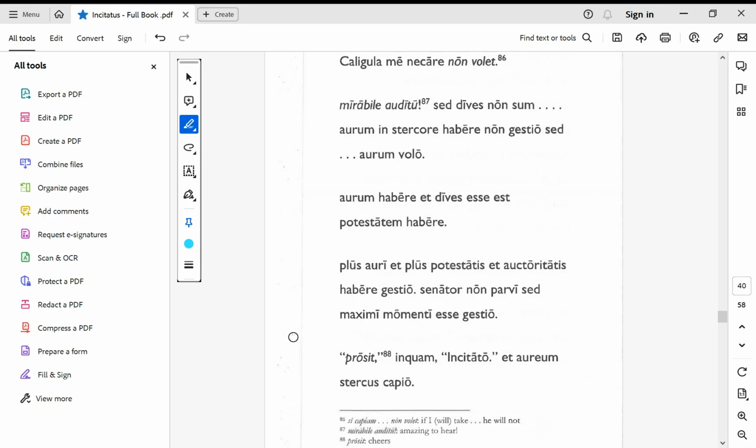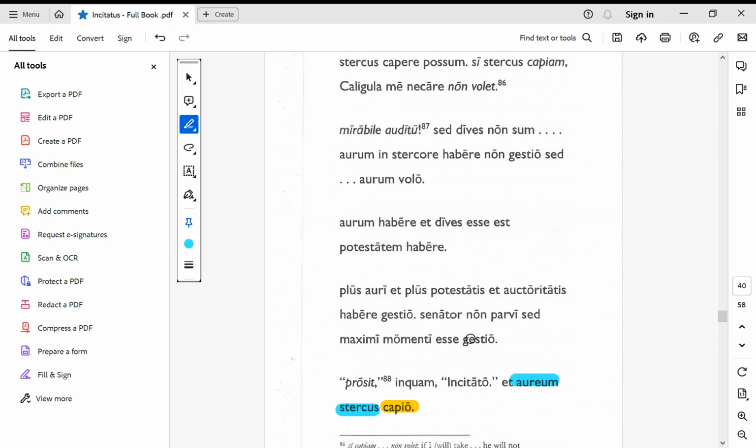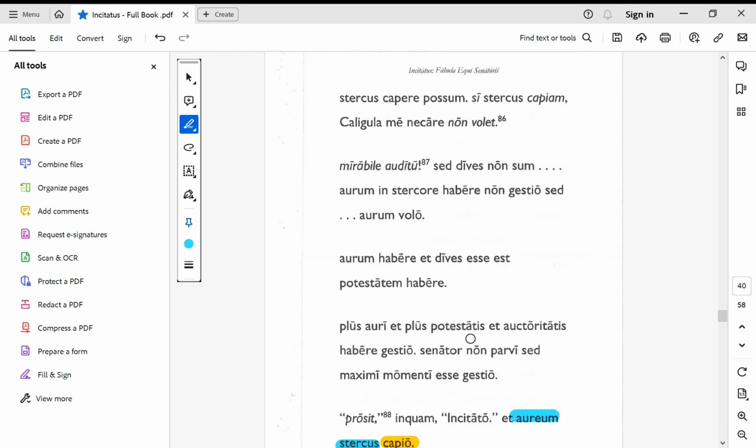Actually, if you're just kind of scanning over this page, you see capio, I take. What do I take? Aureum stercus. This chapter ends with him just stealing some golden poop because Roman senators are very, very weird people, especially when they're put in weird situations.